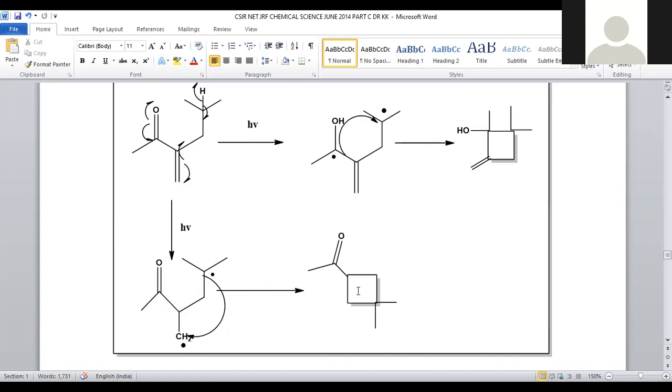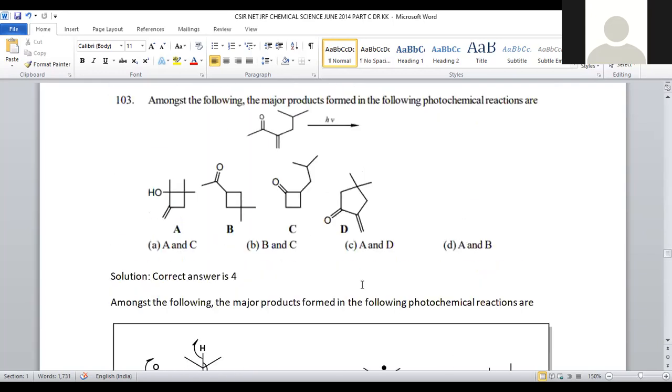Moreover, it is also possible, but the proximity of formation of compound 1 will be more when compared to the second, because fission of the carbonyl group is more facile when compared to the olefinic double bond. That's the reason why both the products are possible. One is the hydroxy double bond compound, another is the acetyl group containing compound. Both are possible, one is major and the other is a minor product. So both are available in option number 4. For question number 103, option number 4 is the correct answer.